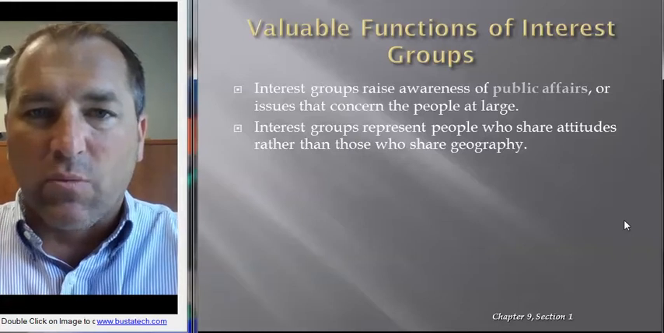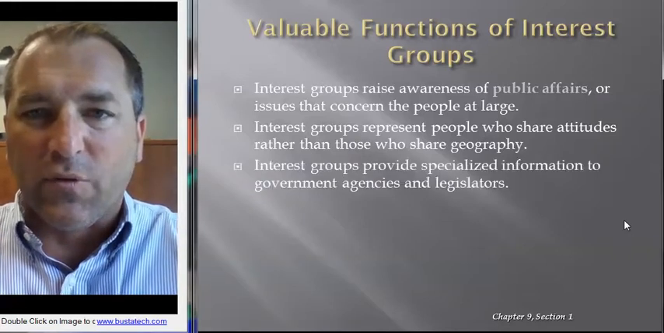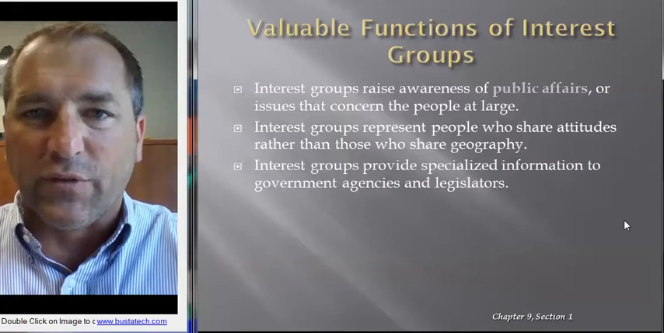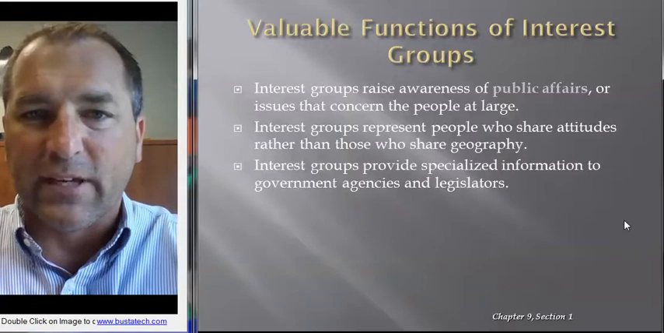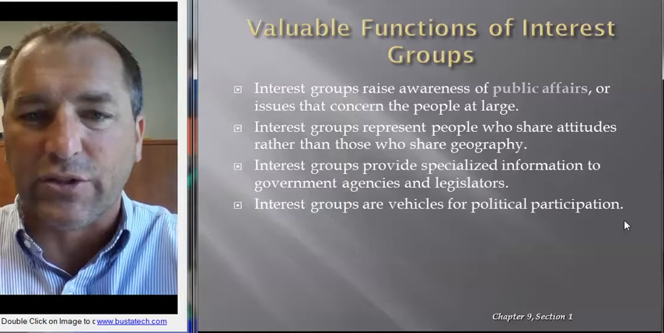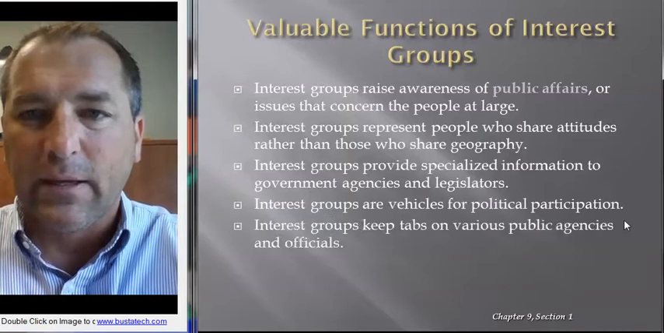So why are they good? Why are they bad? They, of course, raise a lot of awareness for different causes. They can inform the public. They keep an eye on the elected officials to see if they're voting properly. People a lot of times get involved for the first time in the political process by joining an interest group.